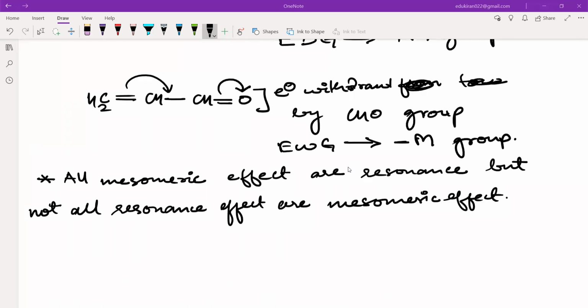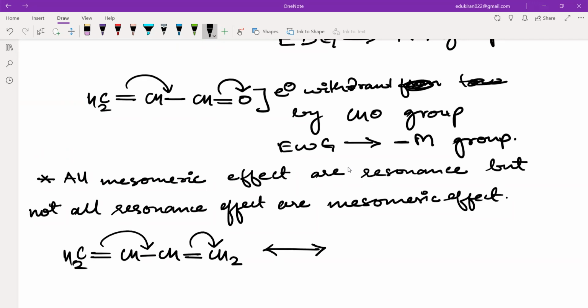So let us see. For example, if you have CH2 double bond CH single bond CH double bond CH2. In this, what will happen? This bond will go here and this bond will go here. Now you will get CH2 positive, single bond CH, double bond CH, single bond CH2 negative. Now this is resonance, but not mesomeric.